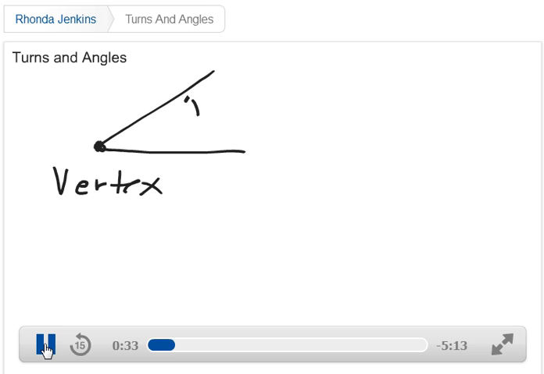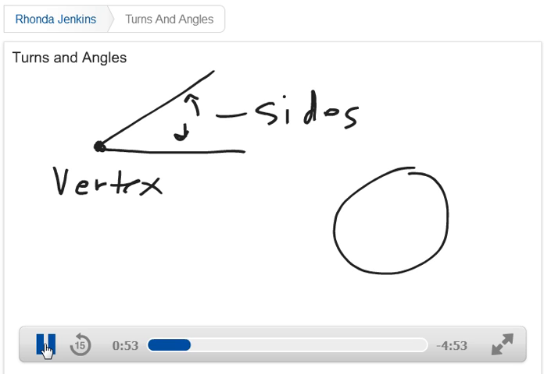The other thing that we learned was that both this side and this side are called sides. They're sides of an angle. And angles are used to help record turns. We talked about different kinds of turns.